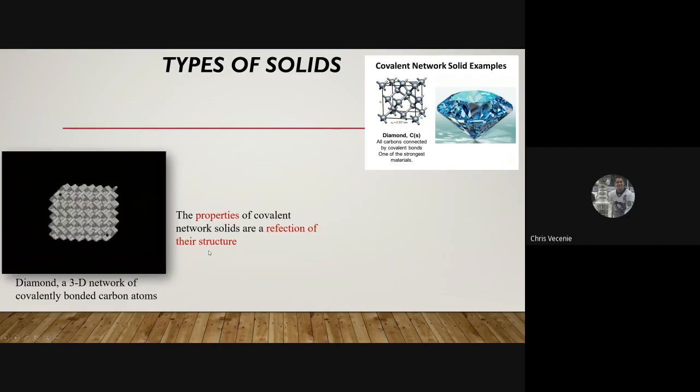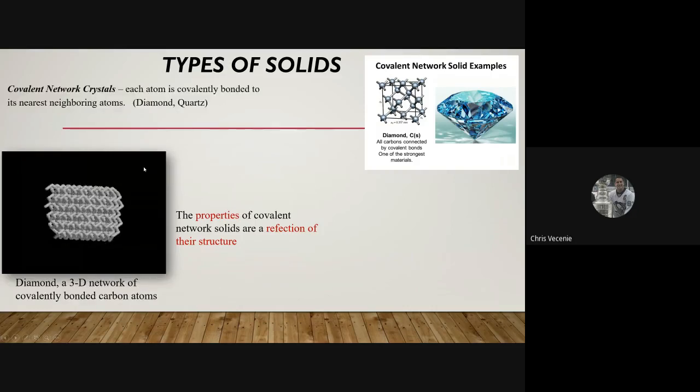The second type is one of the cooler ones. It's called a network solid or a covalent network solid. And a covalent network, just as it says, is made up of covalent bonds. And this can happen in two different ways. So there's two different types of covalent crystals. That's why there's four crystals and not just the three bond types we learned.